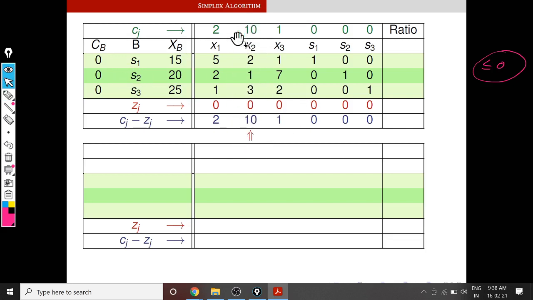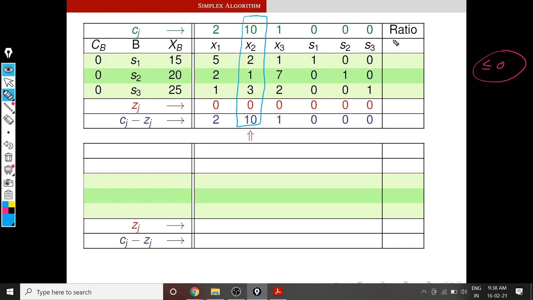This is our key column. Key column means x2 will enter the basis. Next we have to find which variable leaves the basis. To find the leaving variable, we have to take the ratio of XB by the respective column of the entering variable.